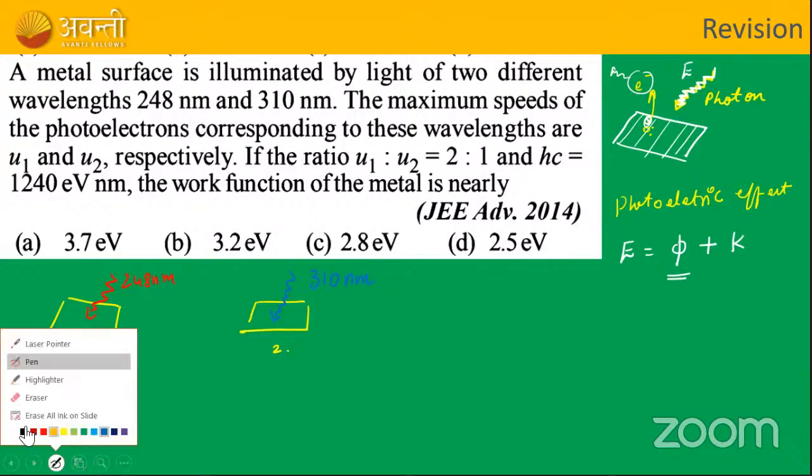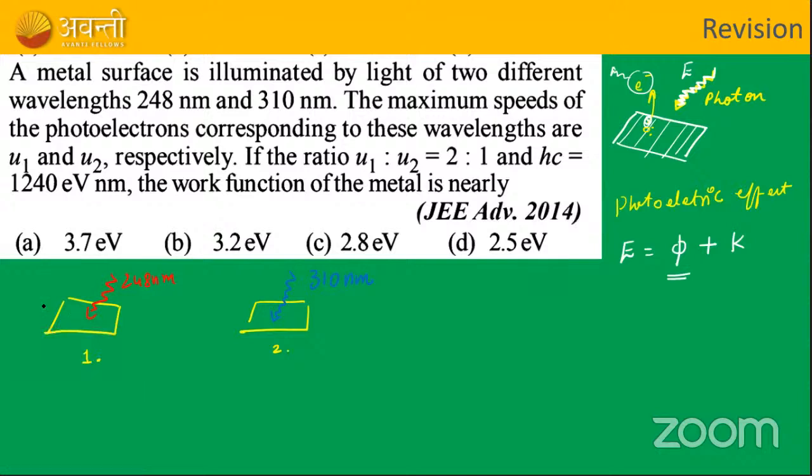Now what will happen? An electron will be ejected from this plate, and an electron will be ejected from this plate. Since the light is different, since the energy of light is different, the kinetic energy of the electron also will be different. They are giving the ratio of velocities, and we need to find the work function. How much energy will it take to remove the electron?